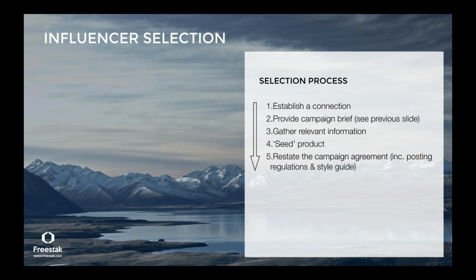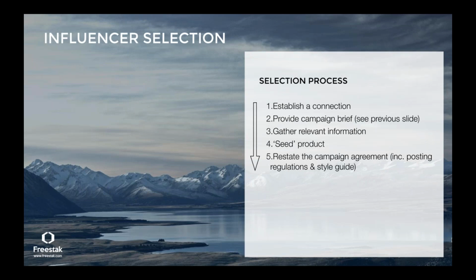So in terms of the selection process, we've got a few do's and don'ts on the next slide, and this is very much a step-by-step process. Obviously the first thing you need to do is establish a connection, and importantly there, what is the mode or vehicle that you're going to use? Is it a campaign on a platform like Freestak, or is it a series of Instagram messages or an Instagram post on your brand channels? Understanding how you create and establish that connection is the first step, absolutely. Putting together and providing a brief to the influencers based off the questions we've just gone through, step 2.